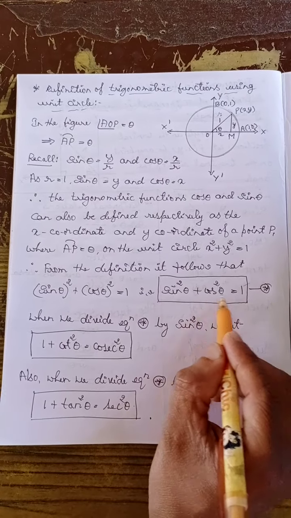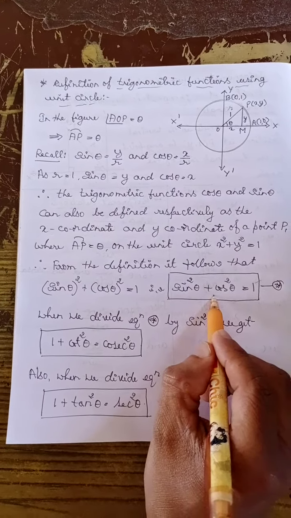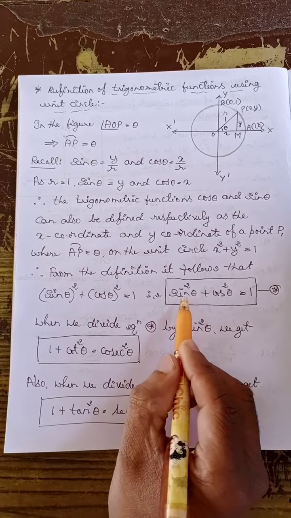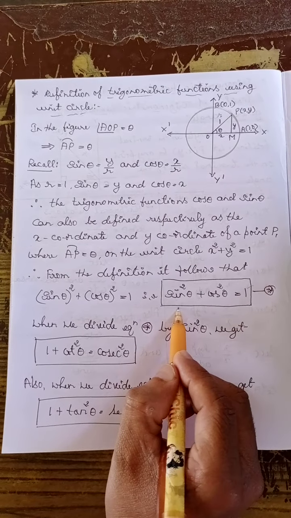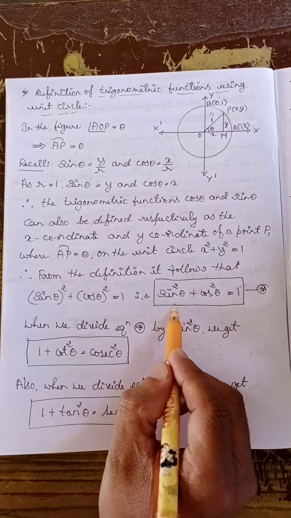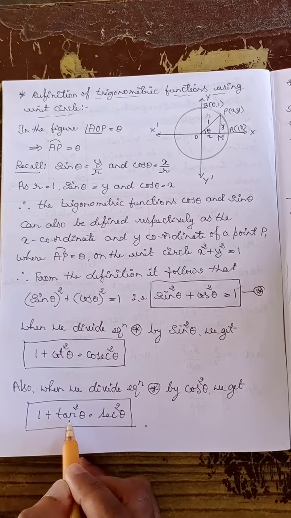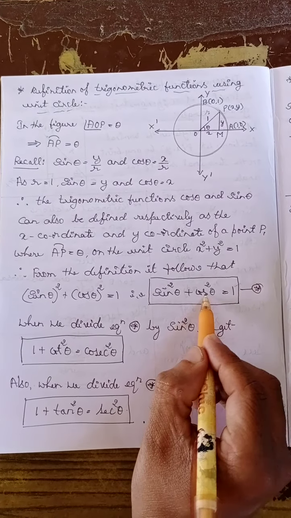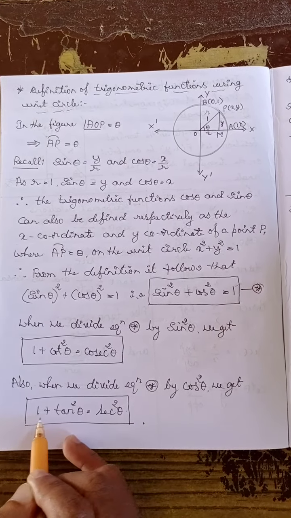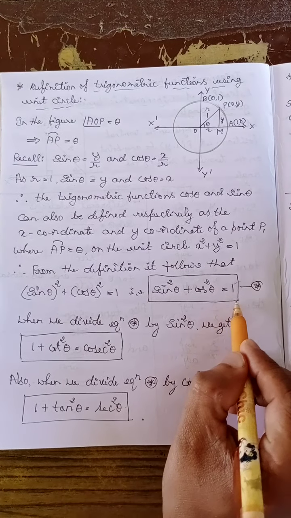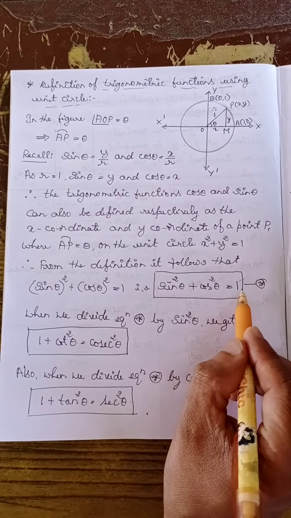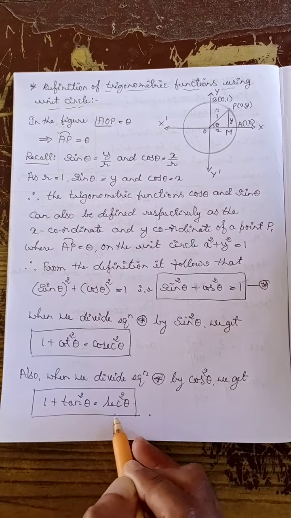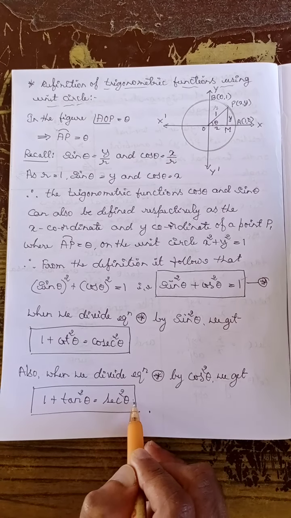Now also to the equation star, whenever we divide by cos square theta, we get sin square theta by cos square theta. Sin theta by cos theta is what? Tan theta. So this will be tan square theta, and cos square theta by cos square theta is 1. So 1 plus tan square theta is equal to 1 by cos square theta. Reciprocal of cos theta is secant theta, which gives 1 plus tan square theta is equal to secant square theta.